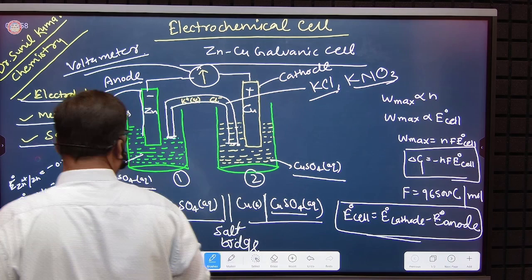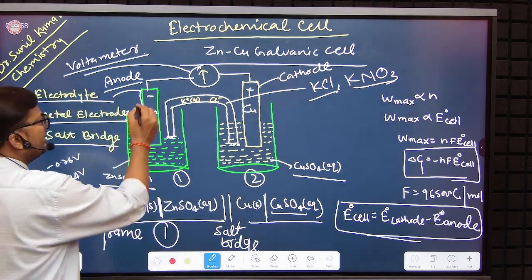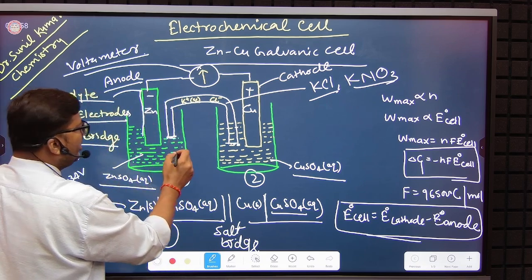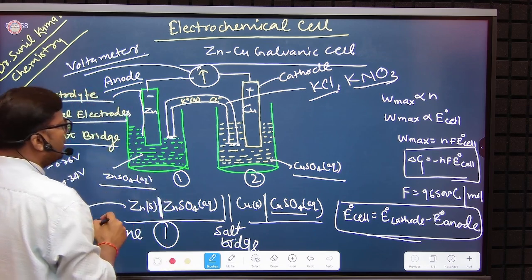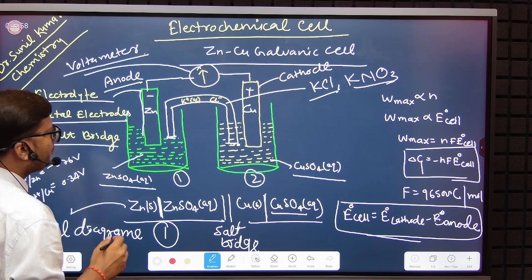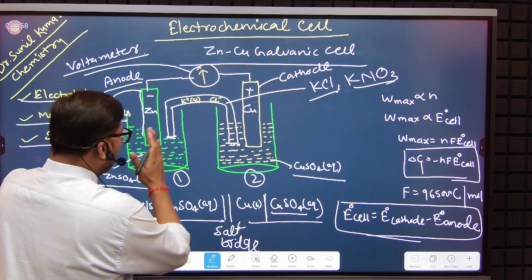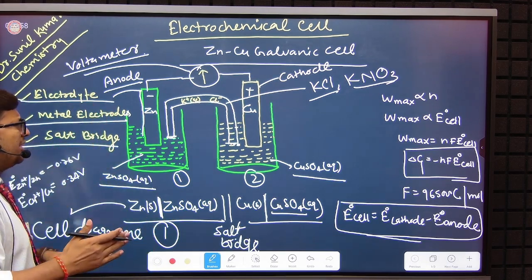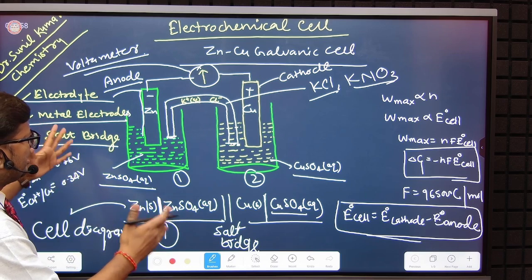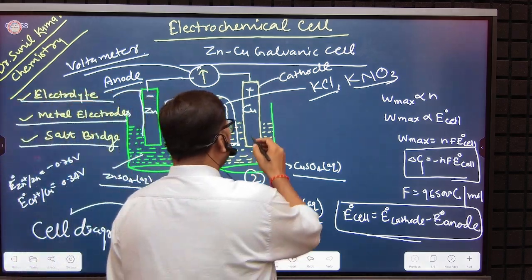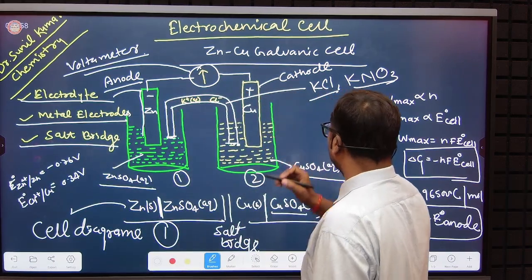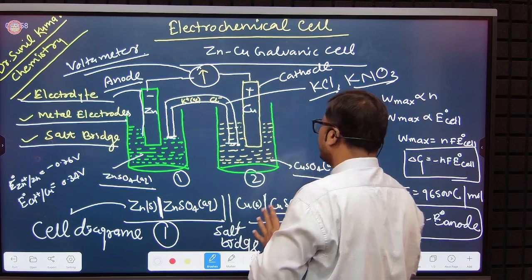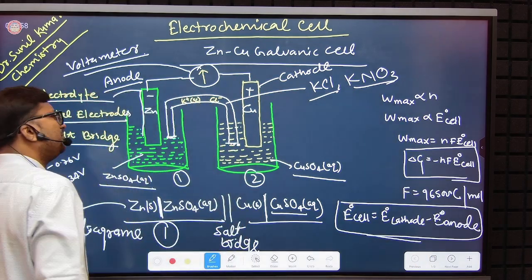So what happens once this zinc plate is inserted in this particular container having ZnSO4 aqueous solution? There is a potential, right? So the solid and liquid junction gives what are called electrode potentials. Here the cathode, that is solid copper, is dipped in copper sulfate solution. So here a solid and liquid interface, and here a solid and liquid interface.